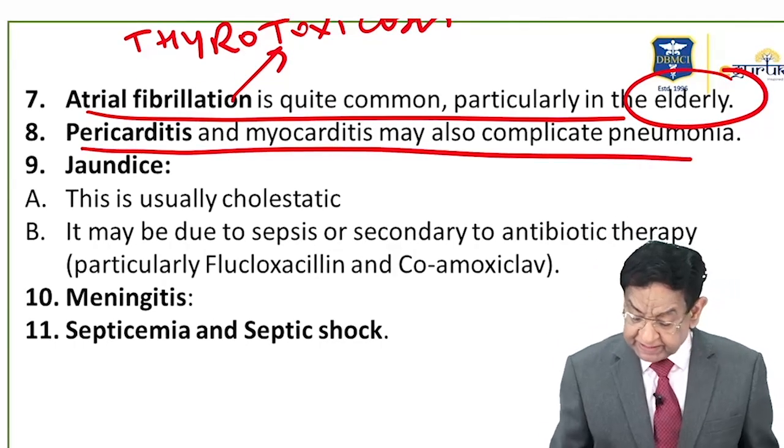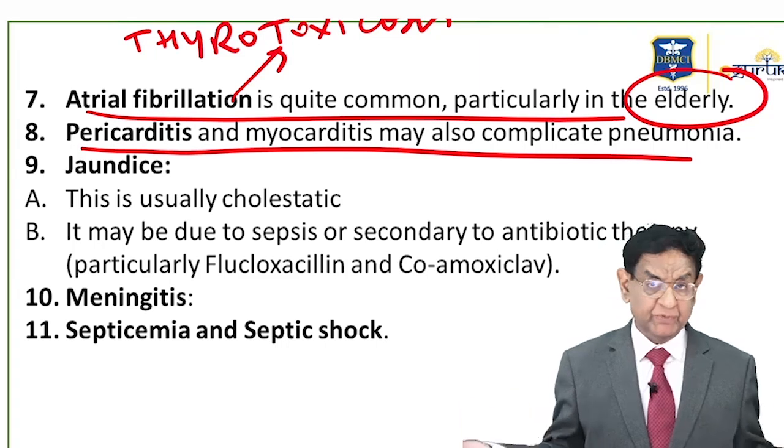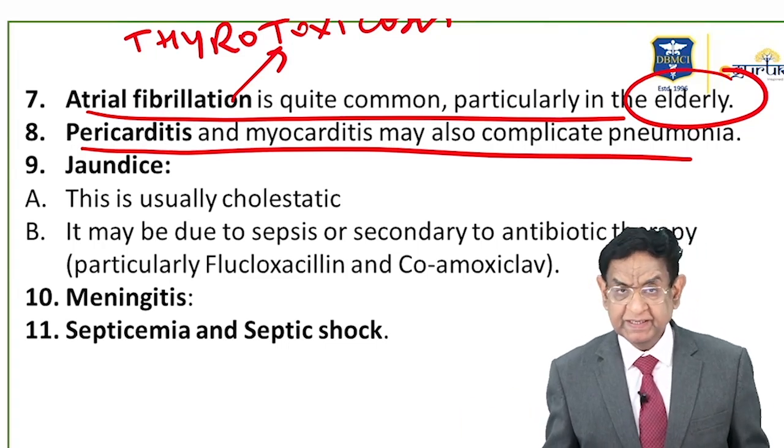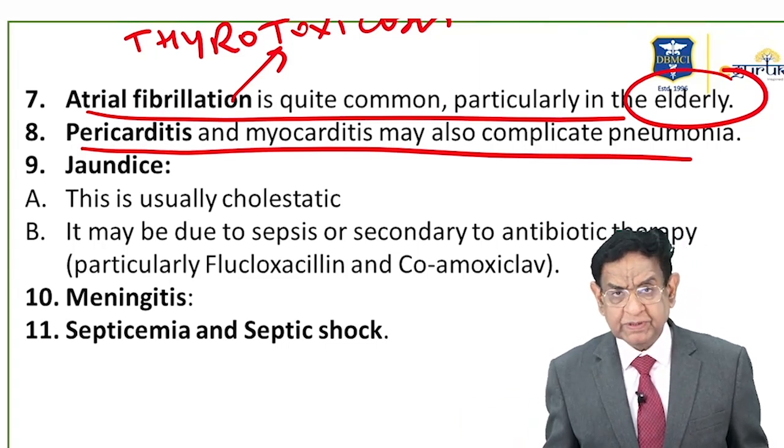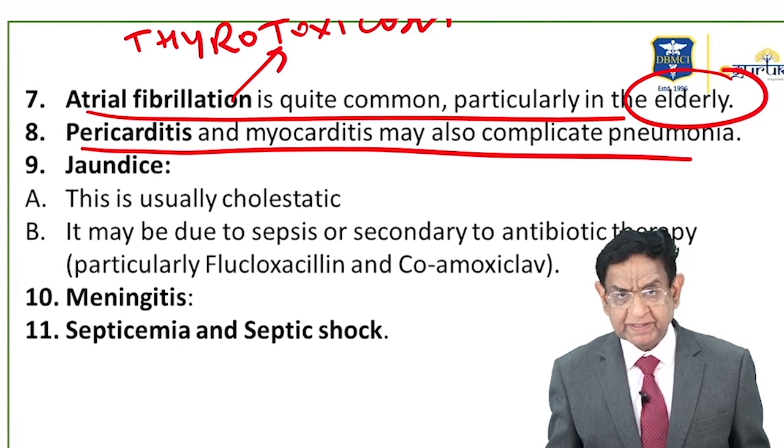Pericarditis and myocarditis can complicate pneumonia, especially on the left side. Infection can go to the pericardium also or the myocardium. The patient can have an additional problem.